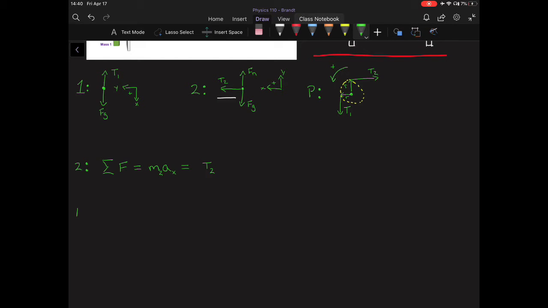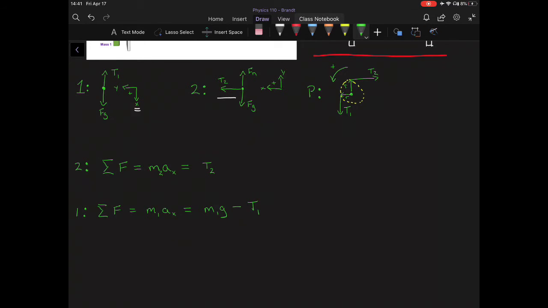So let's start looking at block 1. So we also know that we're going to have to do the sum of the forces in this one, in this case, in 1a in the x direction there, because we have defined x based on our coordinate system as going down. We can look at our free body diagram, and we have the force of gravity pulling us down, which is just m1g, minus the force pulling us up, which is going to be tension 1.